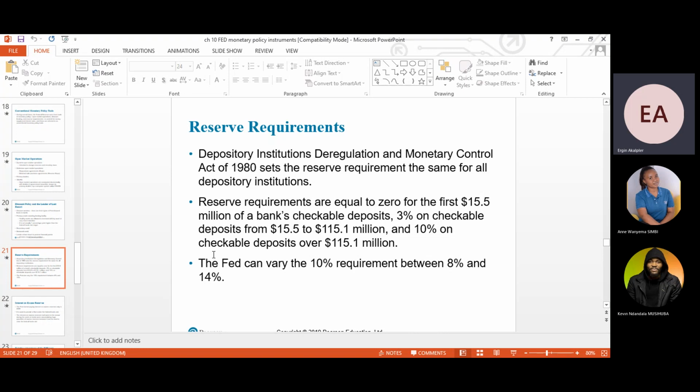And reserve requirements are equal to 0 for the first 15.5 million of a bank's checkable deposits, 3% on checkable deposits from 15.5 to 115.1 million, and 10% on checkable deposits over 115.1 million.